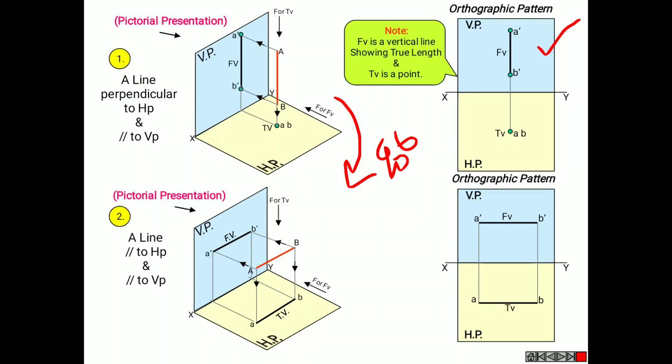Now this is the orthographic pattern for the second simple case for a straight line. In this also, the plane is turned 90 degrees clockwise, so then it looks in this order: front view on VP, top view on HP. Just note it down, take a couple of minutes and make a note of these.